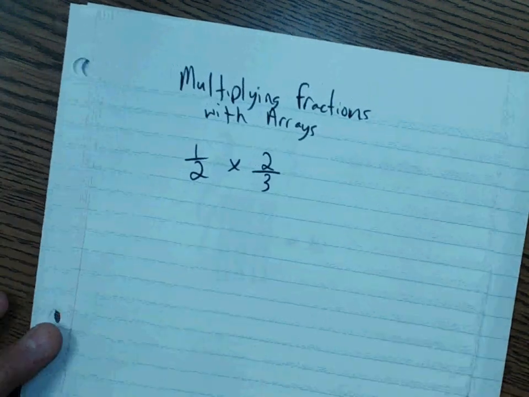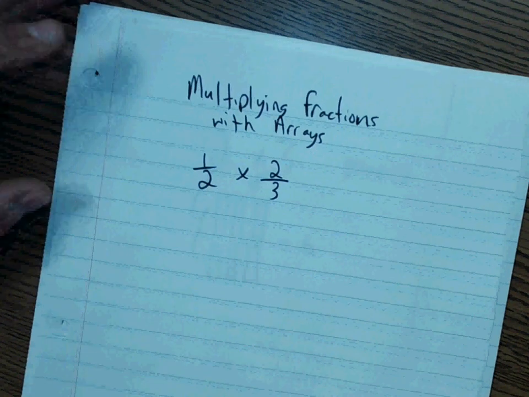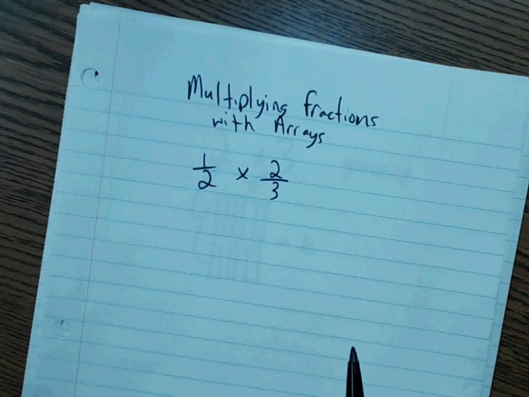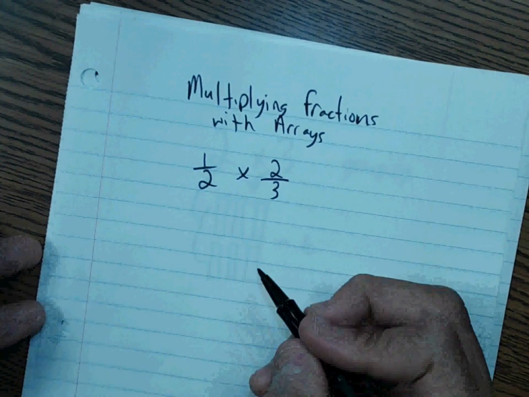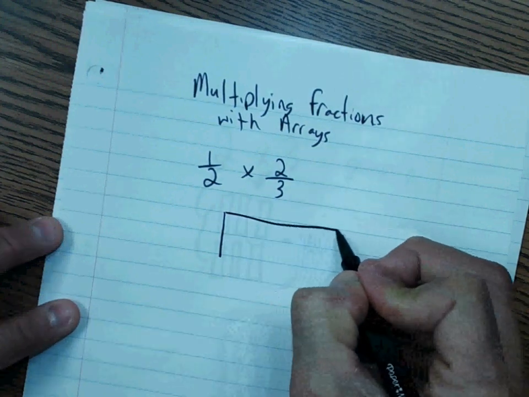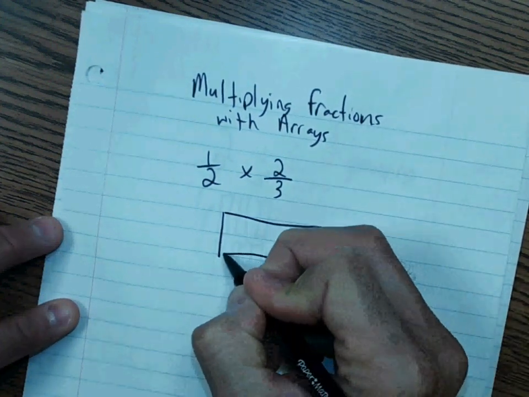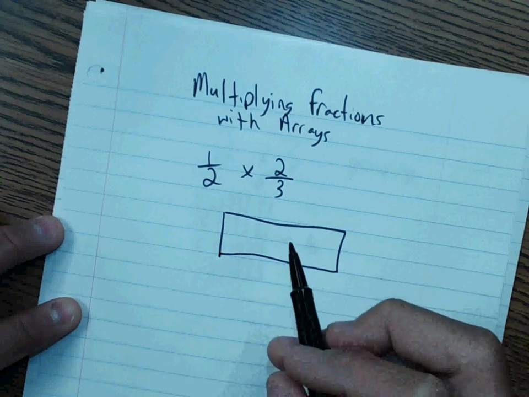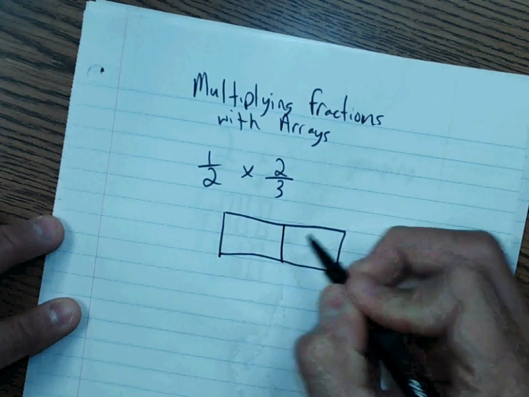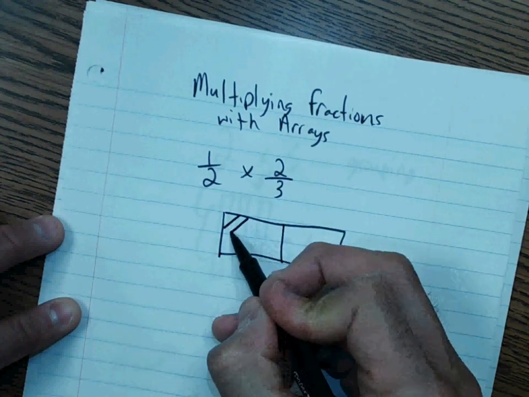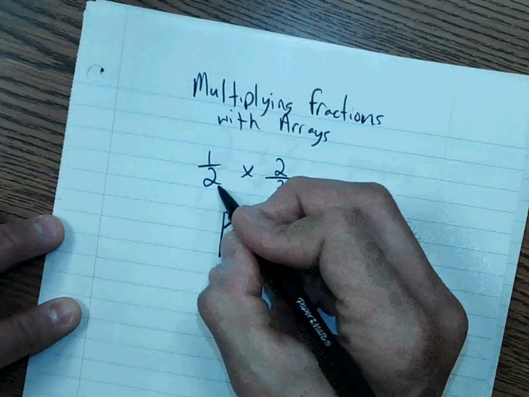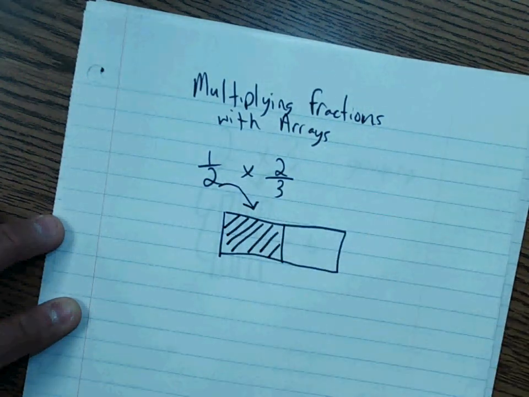Alright, so from here on out, this is what you want to add to your notes. We're going to start off with our first example, 1/2 times 2/3. So I'm going to draw a shape representing my 1/2. I'm going to draw a whole rectangle. So this represents a whole. 1/2 is splitting this whole into 2 pieces, and I have one of those halves. So this 1/2 is represented with this shaded box right here.